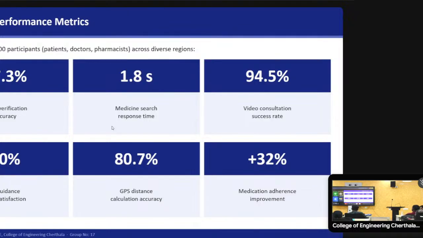From testing with 200 participants, we found 87.3% stock accuracy and 1.8 seconds response time. And this result shows that the system performs efficiently under real world conditions.